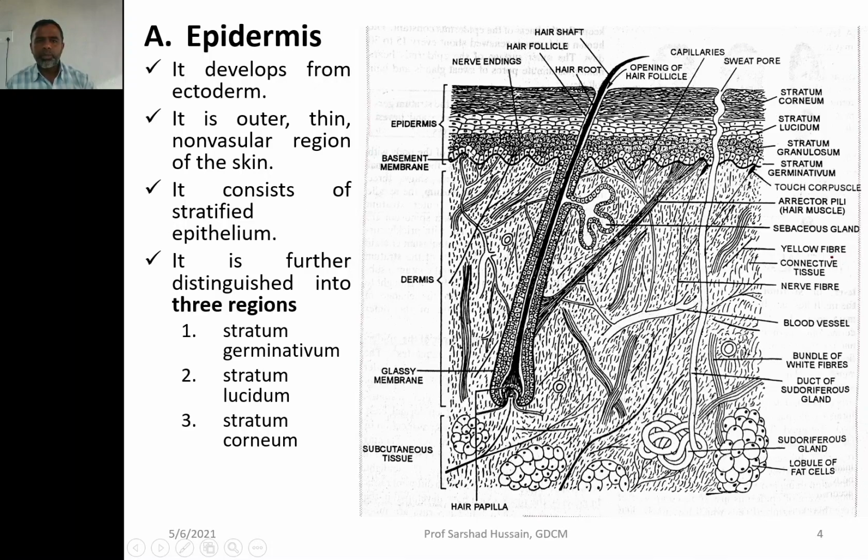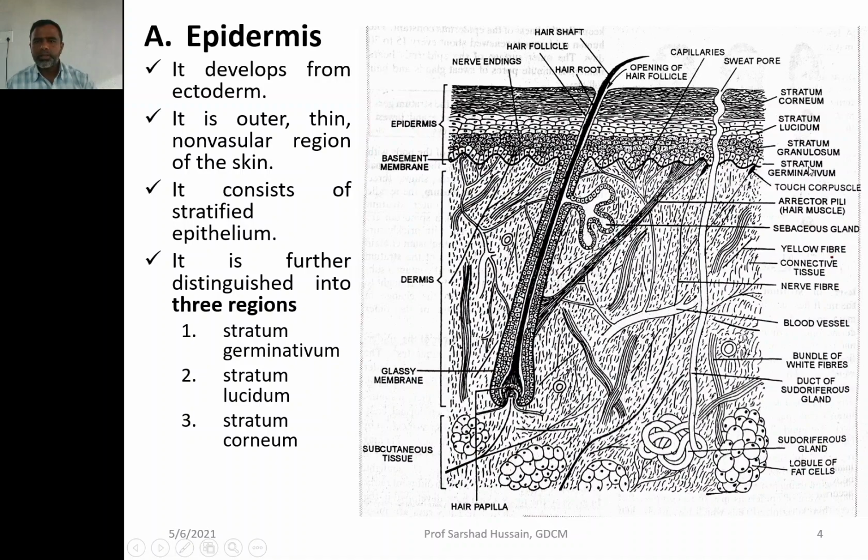So you always remember that the epitheliums are the cells which are present at the outermost covering of every and each organ of the body. So here also they are the epithelial cells, and they are arranged in a stratified manner, that is one layer above the another layer. This epidermis again has three regions.